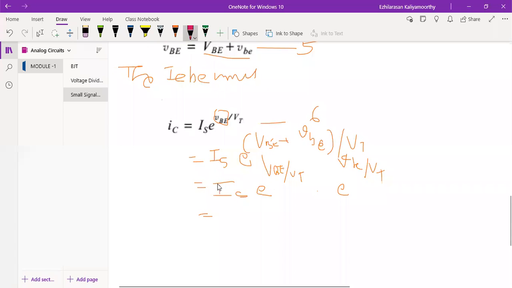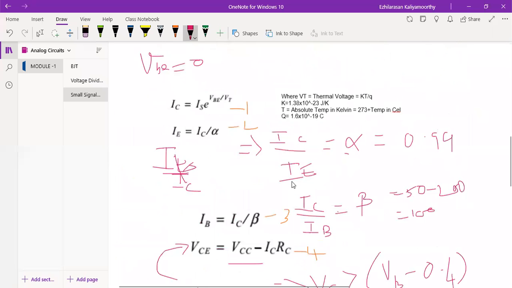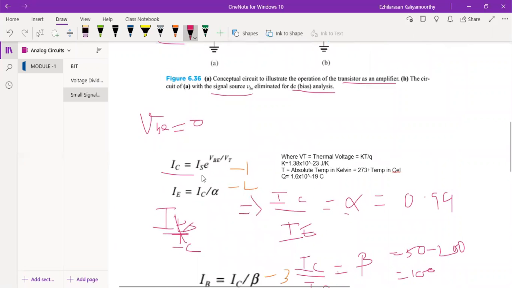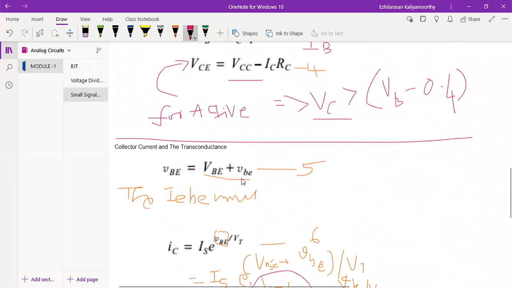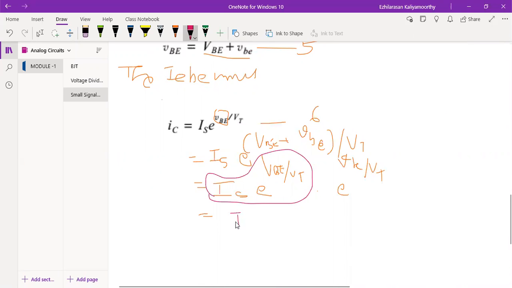So now we see this one. This quantity, IS into e to the power VBE by VT, is nothing but simply IC, the DC collector current. So that will be replaced by IC, so IC into e to the power vbe by VT. I hope you understood this. You got it. Yes. So now I'll consider this as equation number 6.